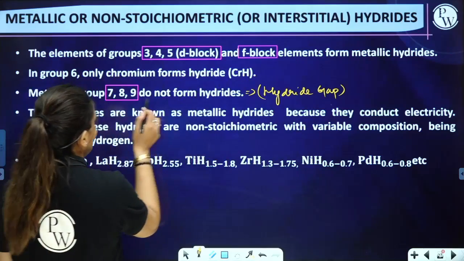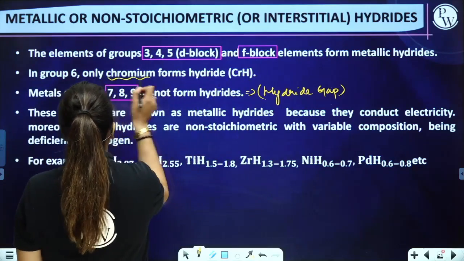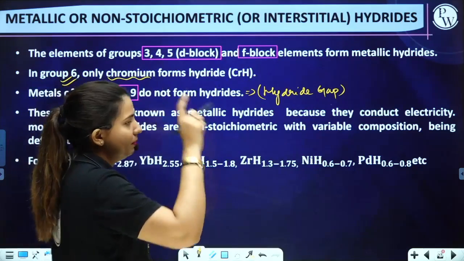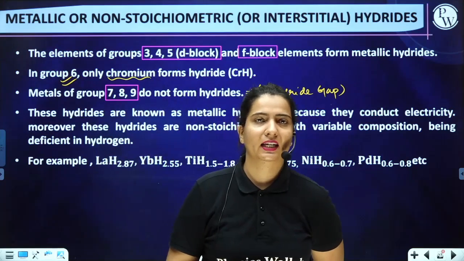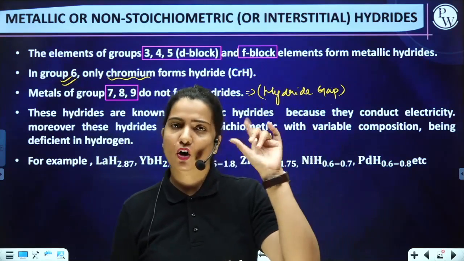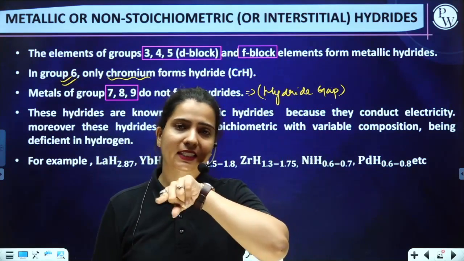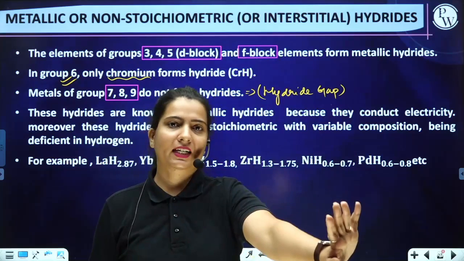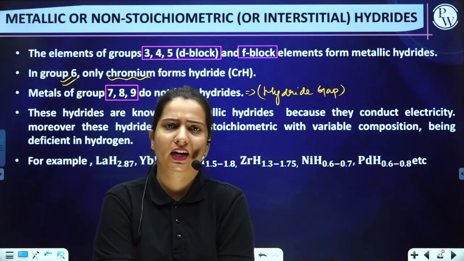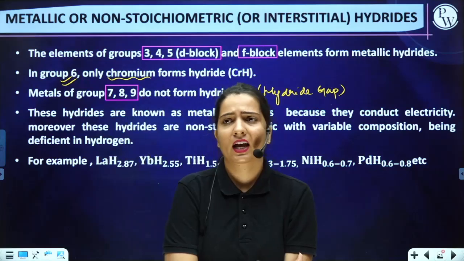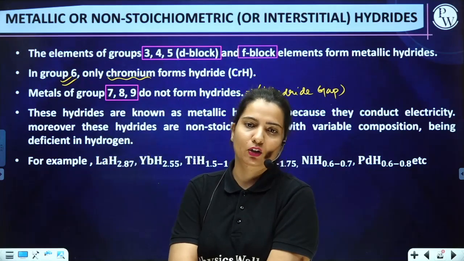In group 6, only chromium is forming the hydride, and that is also the metallic hydride. So 3, 4, 5, all the f-block elements. Group 6, only chromium. No 7, 8, 9. 7, 8, 9 do not form any kind of hydride, either metallic, covalent or ionic. They don't form any kind of hydride, okay?